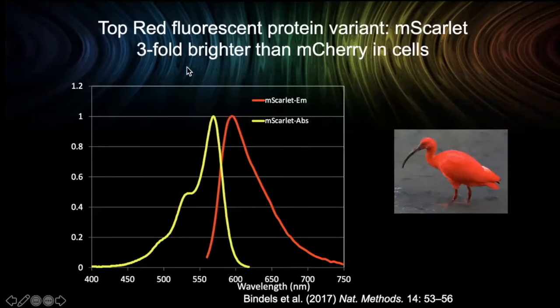So in the end, we ended up with mScarlet, which is threefold brighter than Cherry in cells. We were inspired by this bird that, by the way, occurs in the Kingdom of the Netherlands, on the South African Caribbean islands. It's the scarlet ibis. And this color is really what you can see from the colonies that you grow on agar plates. This is the absorption spectrum and emission spectrum, and it's a very nice red fluorescent protein.